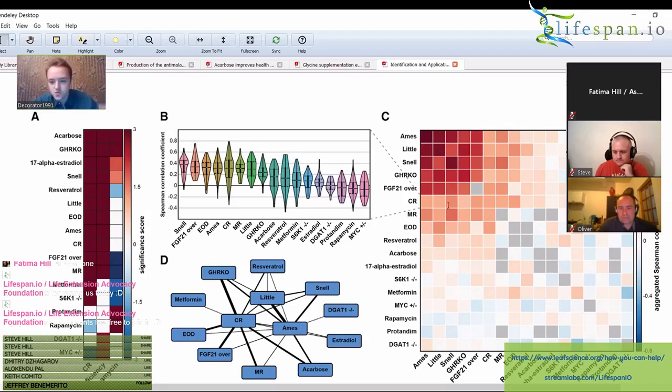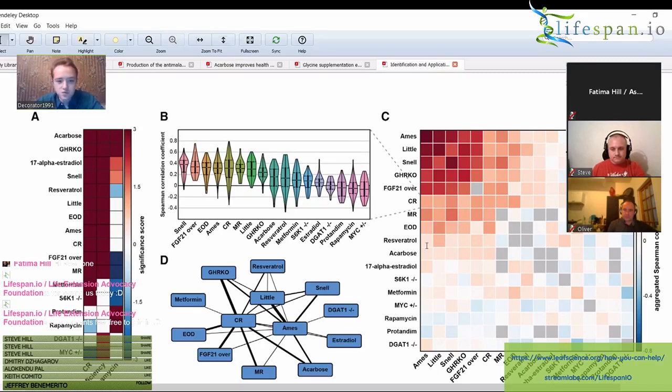In some cases, we have gray boxes. It means that we had no available data sets from different sources. So, for example, resveratrol and every other day feeding, which is EOD, have data sets from the same source. That's why we couldn't compare them with each other in an unbiased way. So that's why there are gray boxes here.